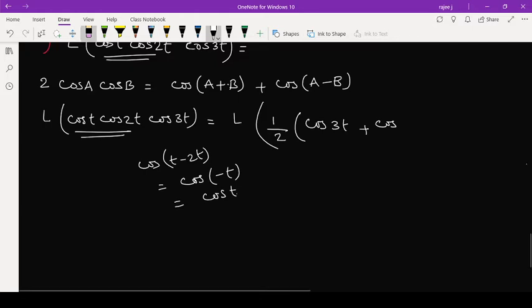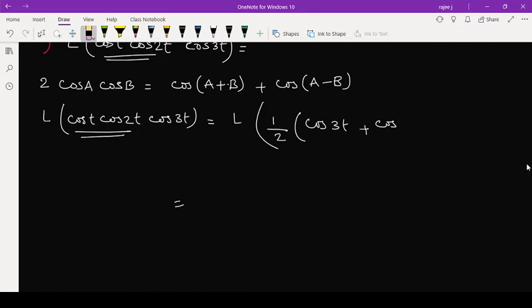So using that we will do this one. Cos t minus 2t is cos of minus t. So that is done, the cos A cos B formula. Using the cos A cos B formula, we have written this for the first two terms, then this whole bracket is multiplied by this cos 3t. So what we did here is apply the 2 cos A cos B formula, and then this cos 3t is as it is, no change in this one.